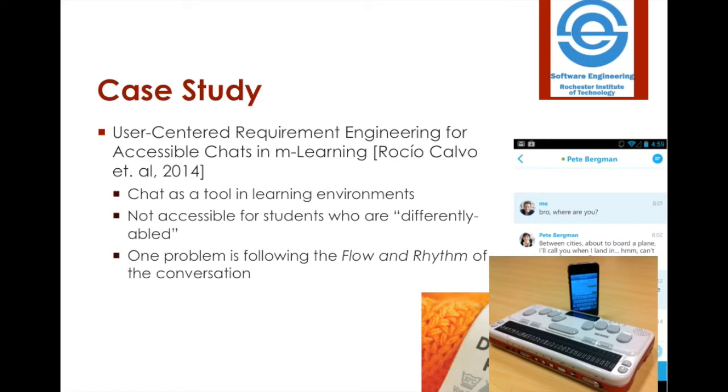This is a picture of a Braille display that's widely used by students with severe visual impairment. They access chat messages by touching and feeling dynamic Braille characters that are automatically rendered and refreshed. Because of the available technology, students with visual impairment could have flow and rhythm problems as well.